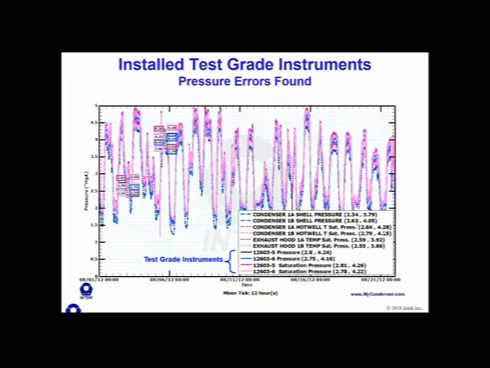Hot wall temperatures, look at this. The hot wall temperatures, look, they're great. If you calculate the saturation pressure from the hot wall temperature, it's almost right on top of the test grade instruments. So hot well temperature can be a great tool to validate your condenser shell pressure measurements. And then the exhauster temperature, kind of garbage, but it all goes into the comparison.